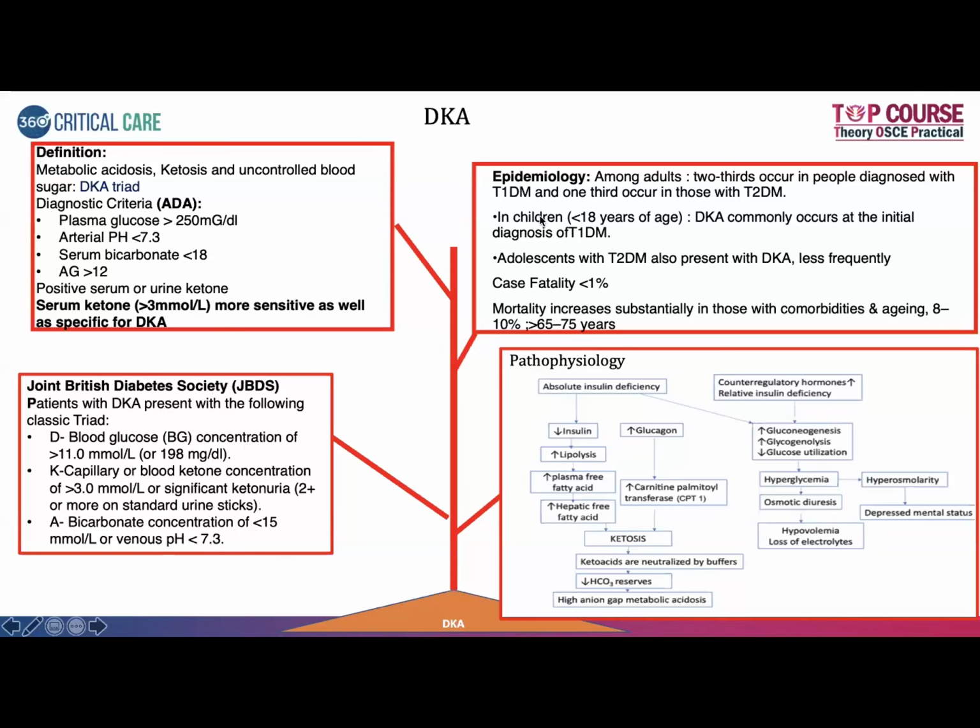So in incidence, children mostly type 1, adults mostly type 2. The case fatality rate is less than 1%. So mortality increases with age as well as comorbidities.